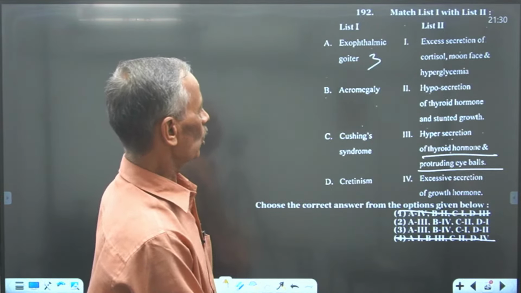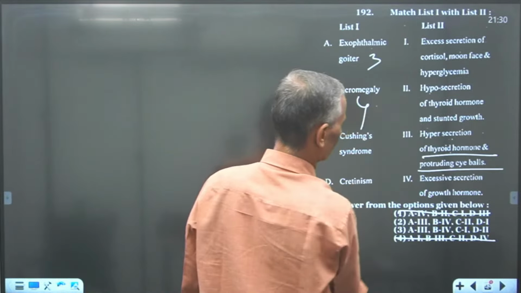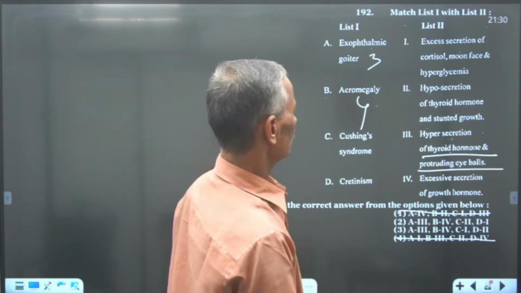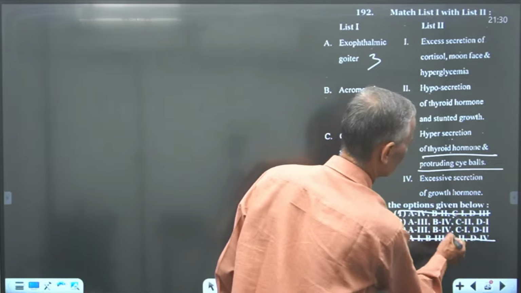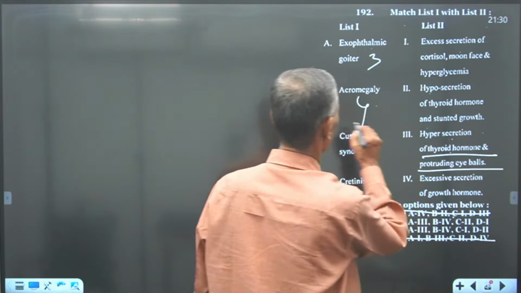Acromegaly, growth hormone produced in excess. So 3, then 4. Not that lucky either. C is Cushing syndrome.